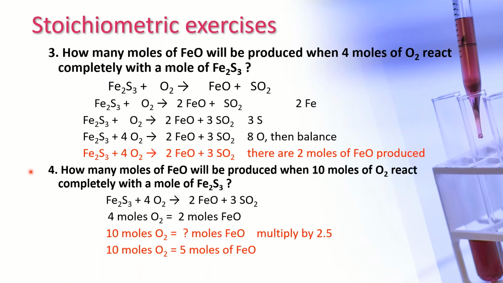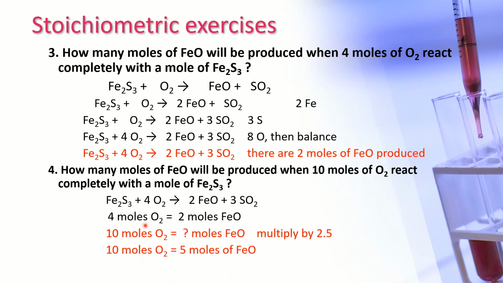Number 4 is the same question with number 3, but this time, instead of 4 moles of oxygen, we have now 10 moles of oxygen. So we will use the same balanced equation, wherein 1 mole of ferric sulfide plus 4 moles of oxygen will produce 2 moles of ferrous oxide plus 3 moles of sulfur dioxide.